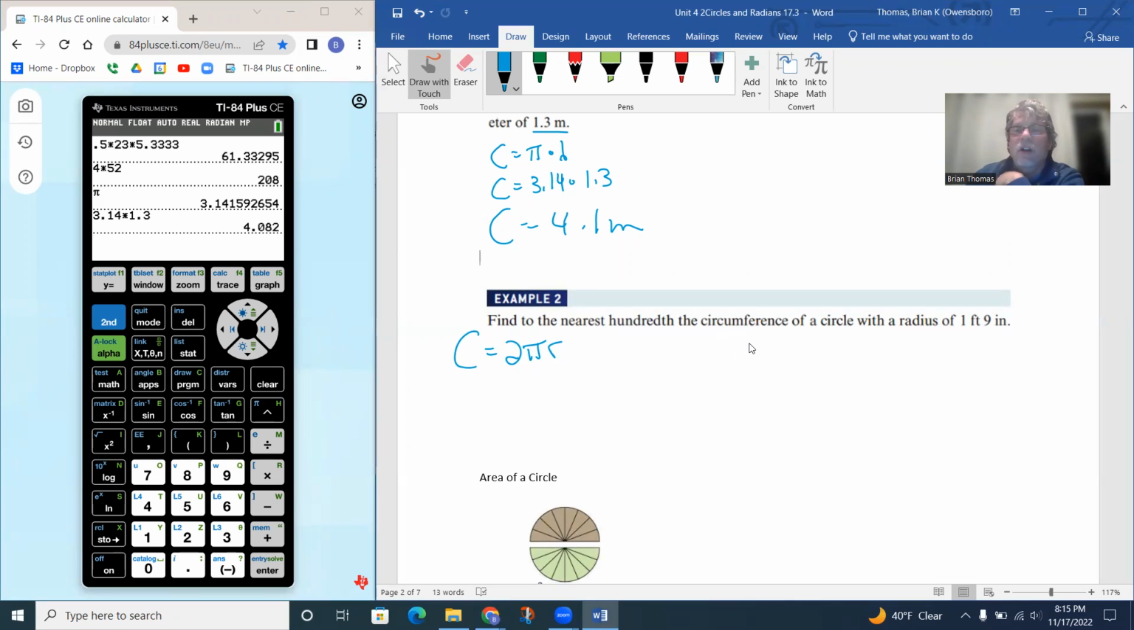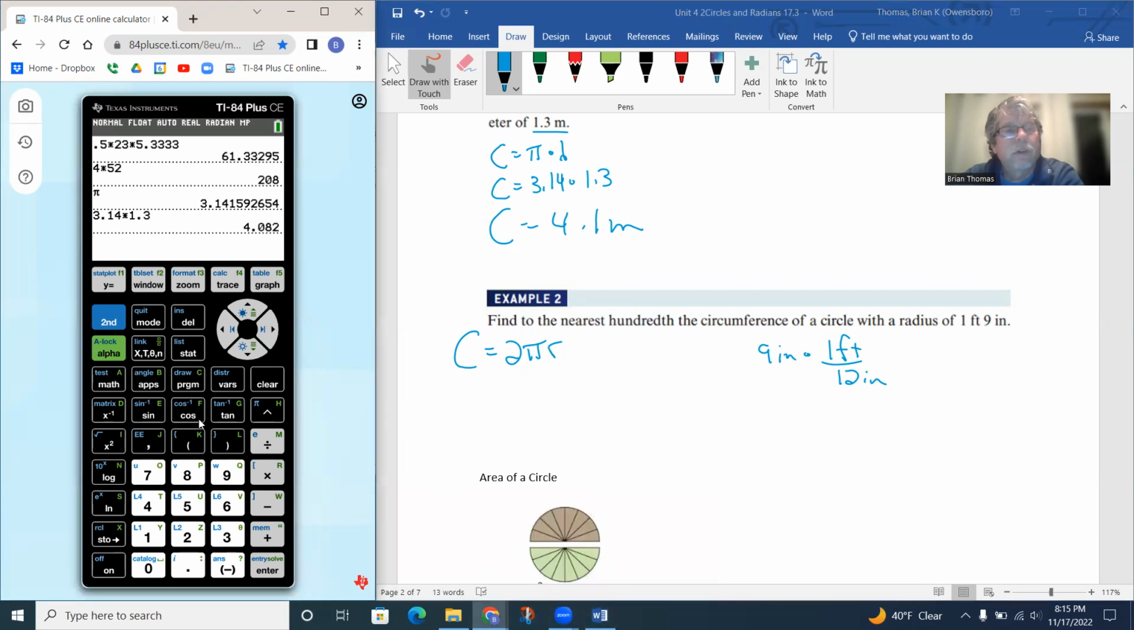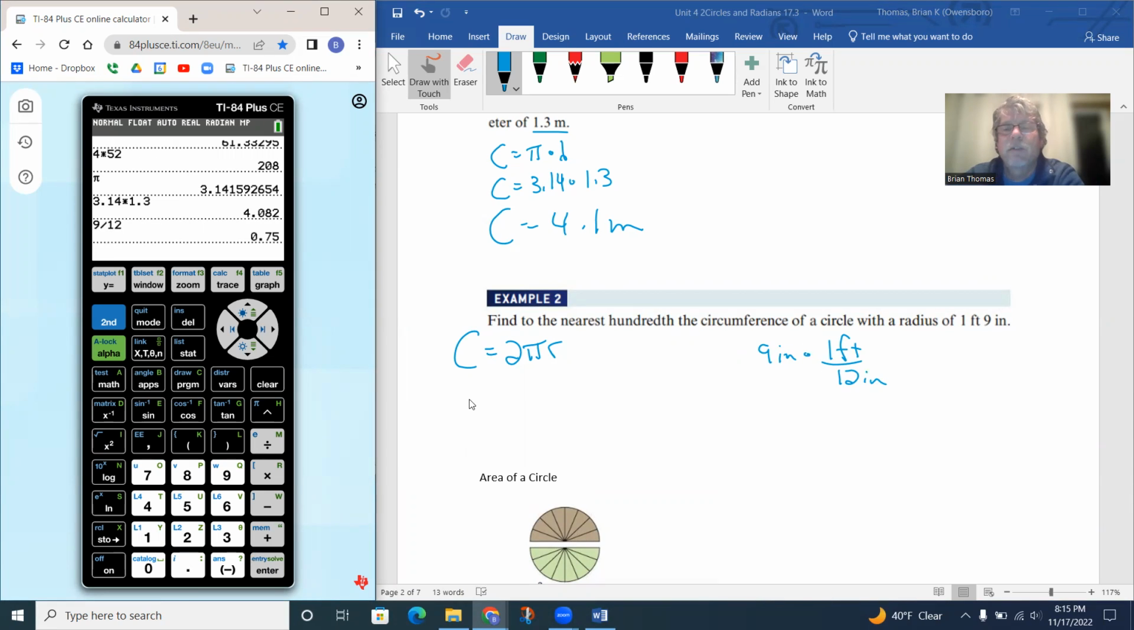They don't really tell us, so let's just convert this all into feet. So I want to convert 9 inches into feet. So that's going to be 9 inches, and then the conversion factor would be 1 foot for every 12 inches. So that means I have to divide the 9 by the 12. So 9 divided by 12 is going to give us 0.75. So instead of saying 1 foot 9 inches, we can say 1.75 feet.